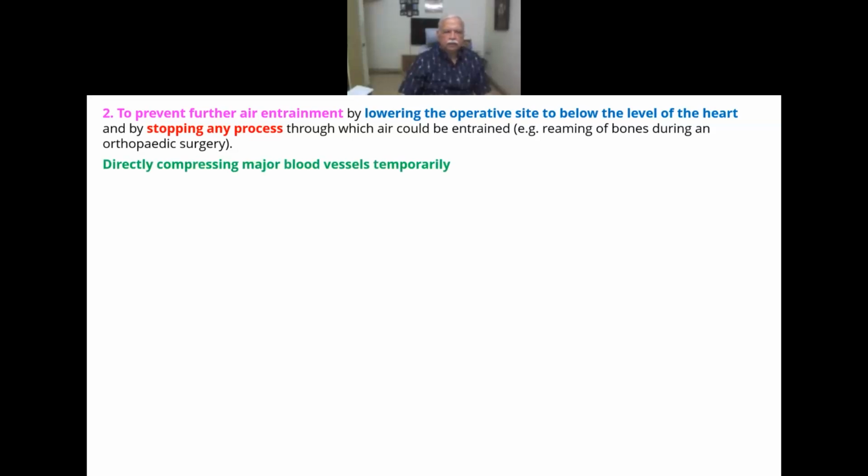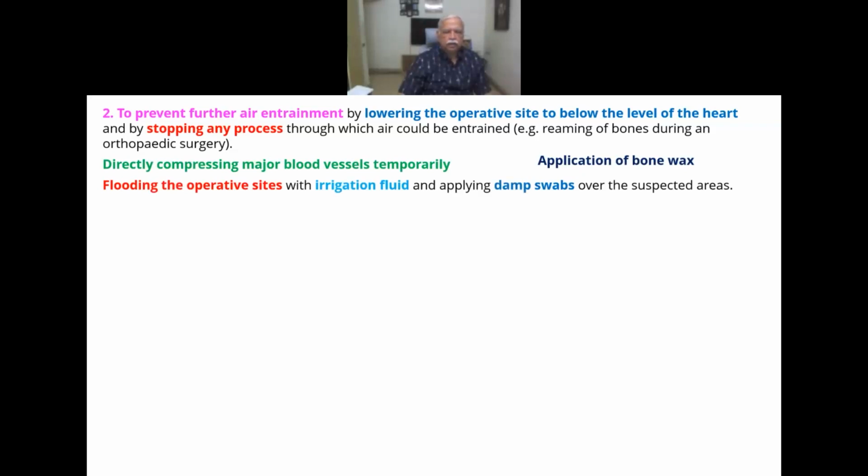So directly compressing major vessels temporarily, application of bone cement, flooding the operative site with irrigating fluid or saline, and damp swabs to be put over there. Especially this is useful in head and neck surgery and posterior fossa surgery. This is what they do: they irrigate the operative site with fluid so that instead of air, only the fluid will get sucked. And damp swabs can be applied to prevent the air going into the vessel.